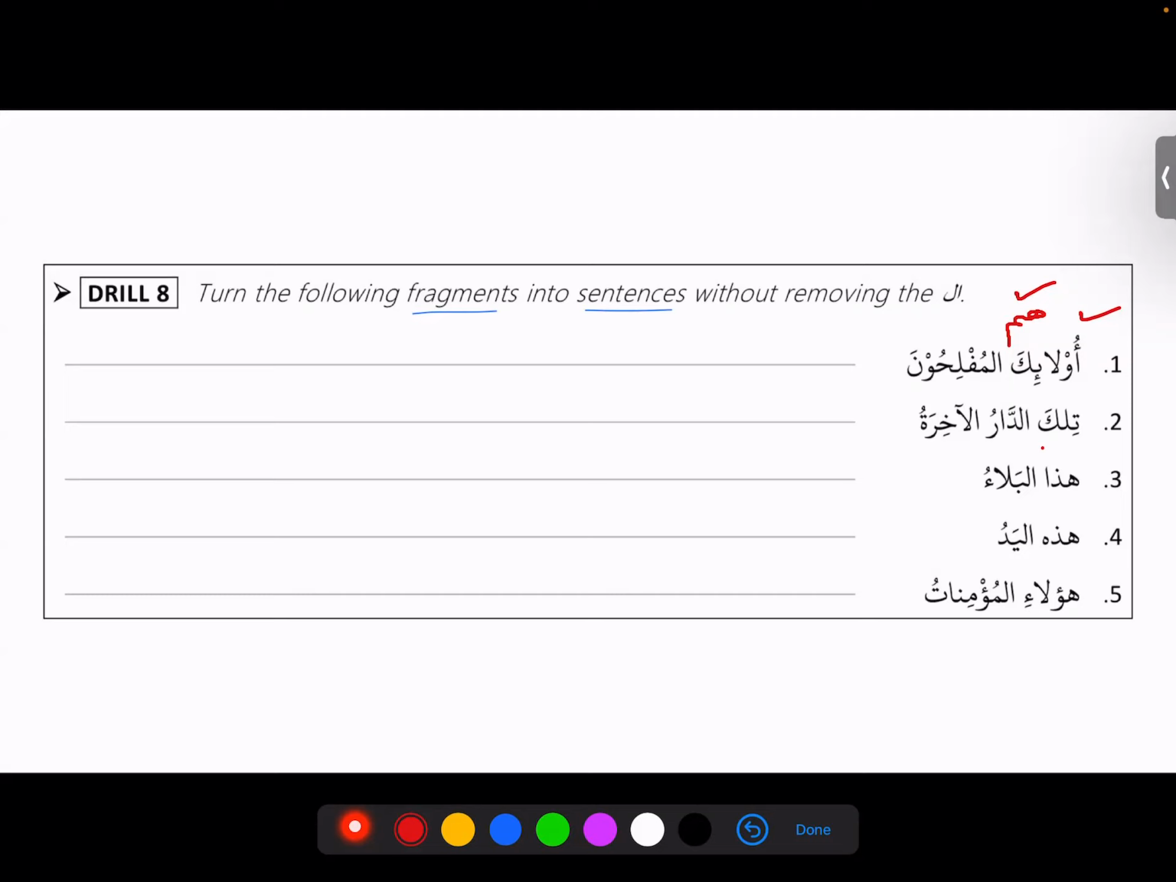Yeah, so tilka is feminine, right? And this is singular, so we are going to use the pronoun accordingly. That would be tilka hiya darul akhira. Translation would be? Now you can bring this easily. That is the house of the hereafter. It is the house of Akhira. So double emphasis. First we are saying that is, and then it is the house of Akhira. Subhanallah.